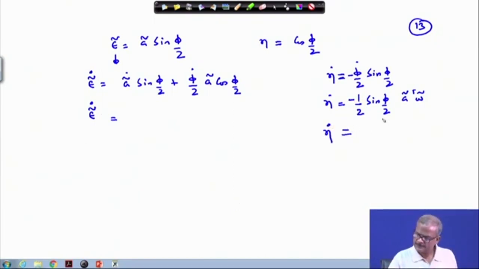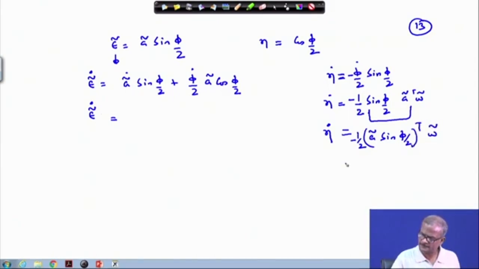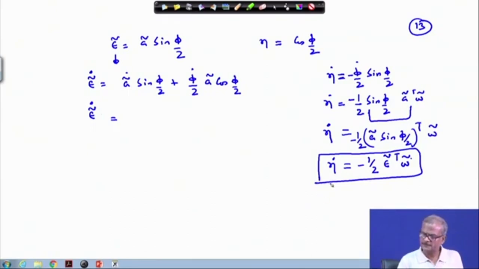So, therefore, eta tilde dot, now this quantity we can merge together and write this as a tilde times sin phi by 2 transpose times omega tilde, and this is minus 1 by 2. So, minus 1 by 2, this quantity is nothing but epsilon. So, this is epsilon tilde transpose times omega tilde. So, this is our eta tilde. Okay. So, this is the fourth element of the quaternion, or as a Euler parameter, the rate of change of this is given by this quantity. So, if your omega is known and epsilon is known, that is the quaternion or the Euler parameter vector part, then you will be able to estimate this eta dot.